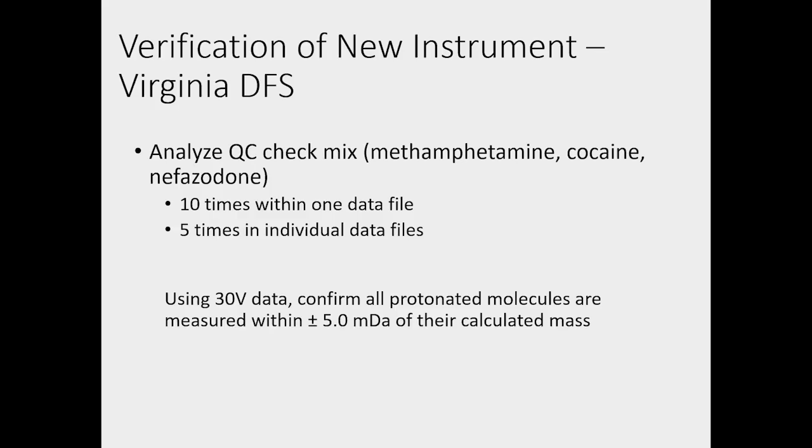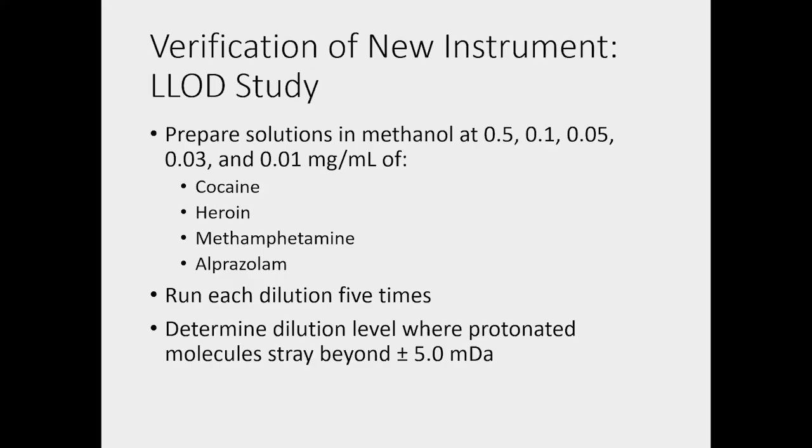And so the first thing that we'll do is we analyze our quality control check mix. And for us, that includes meth, cocaine, and nefazodone. So that basically gives us a range between the mass ranges that we're typically analyzing. So we'll analyze that 10 times within one data file, as well as 5 times in separate individual data files. And using the 30-volt data, we'll confirm that all of the protonated molecules are all measured within plus or minus 5 millidaltons. After that, we'll perform our own lower limit of detection study, again, on each of our individual instruments.